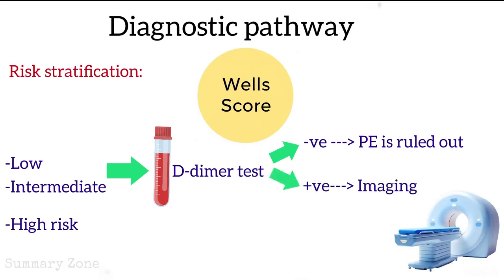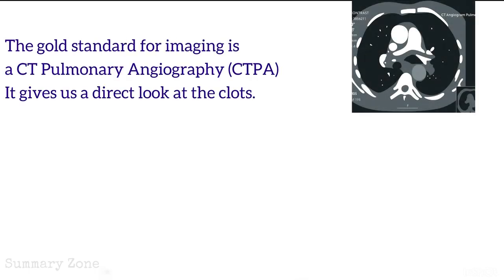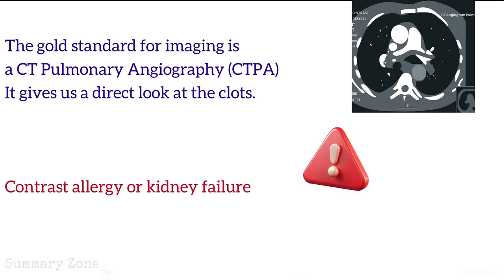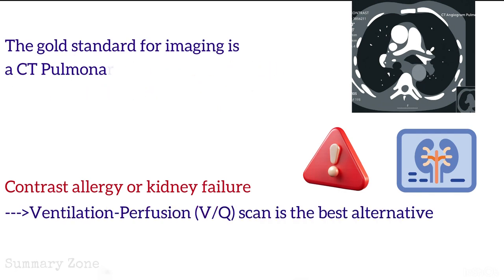For high probability patients, skip the D-dimer. They need to go straight to imaging. The gold standard for imaging is a CT pulmonary angiography, CTPA. It gives us a direct look at the clots. If a patient has a severe contrast allergy or kidney failure, a ventilation perfusion VQ scan is the best alternative.